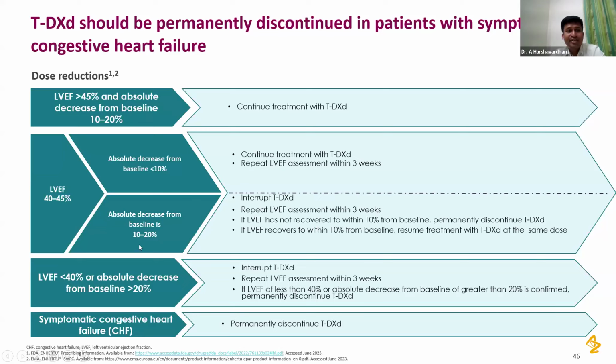If the absolute decrease from baseline is 10 to 20%, that is, if LVEF is 40 to 45% with a baseline decrease of 10 to 20%, then interrupt T-Dxd and repeat the LVEF assessment within 3 weeks. If it has not recovered to within 10% from baseline, then permanently discontinue the T-Dxd. Like I already said, if it is less than 40% or the absolute decrease from baseline is more than 20%, then permanently discontinue T-Dxd. Or in any patient with symptomatic congestive heart failure, we should permanently discontinue T-Dxd.